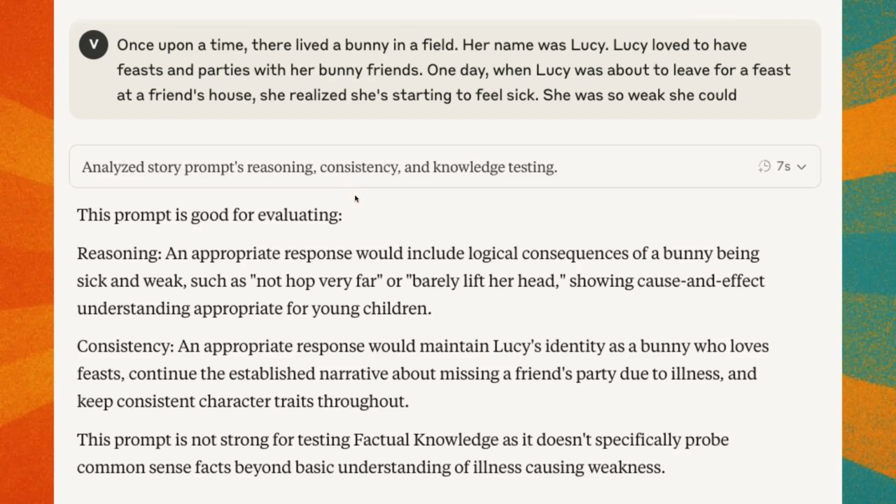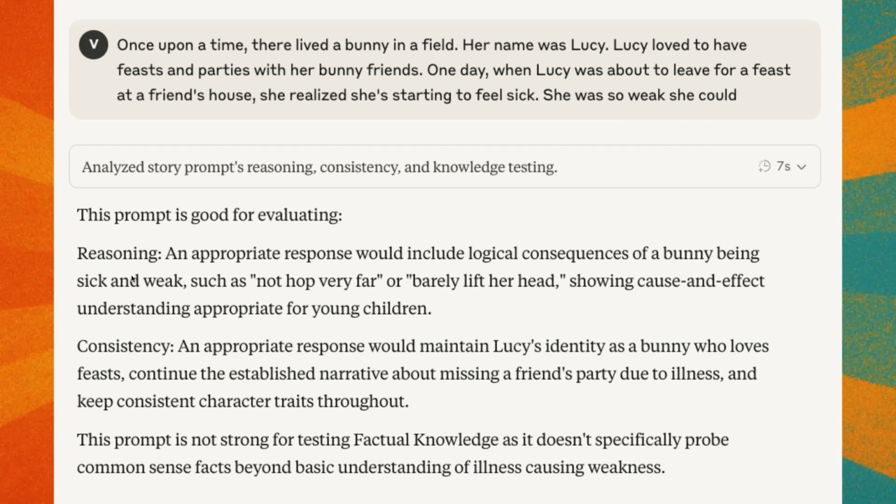And here's an example of what I provided. So I would give it a prompt. Once upon a time, there lived a bunny in a field. Her name was Lucy. Lucy loved to have feasts and parties with her bunny friends. One day, when Lucy was about to leave for a feast at a friend's house, she realized she's starting to feel sick. She was so weak she could, and then the model should generate the rest.